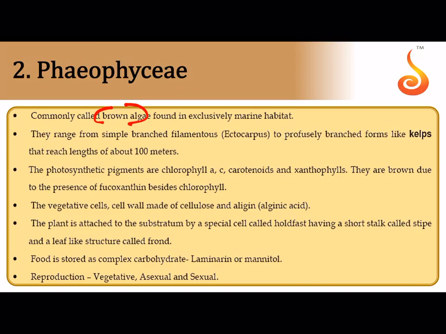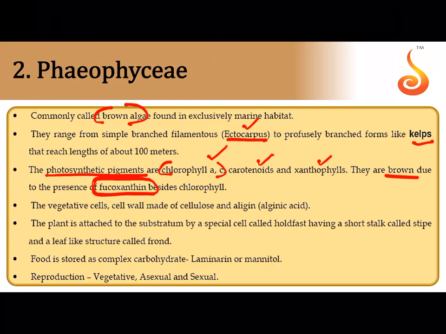Now, how is this Phaeophyceae different from Chlorophyceae? In Phaeophyceae, you have different types of photosynthetic pigments like chlorophyll A, chlorophyll C, carotenoids, and xanthophylls, and the xanthophyll is referred to as fucoxanthin, which is a brown colored pigment. So remember that they have a brown colored pigment called fucoxanthin along with chlorophyll A. There is no chlorophyll B here, there is chlorophyll C. Some of them are branched and filamentous like Ectocarpus, and some of them can grow several meters in length, and that is referred to as kelps.